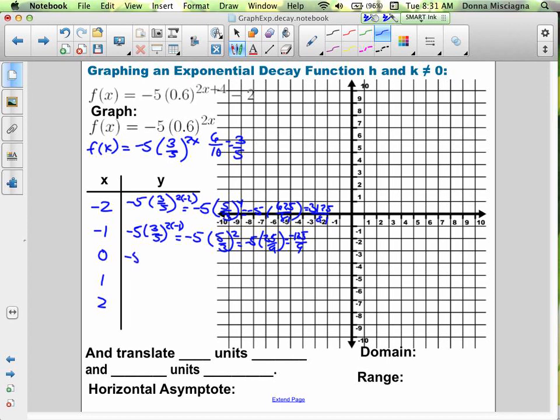So we have to fit in a negative. Negative 5 times 3/5 to the 0 power is negative 5. If I remember correctly, this one grows really slowly, so I'm going to add a 3 in there.